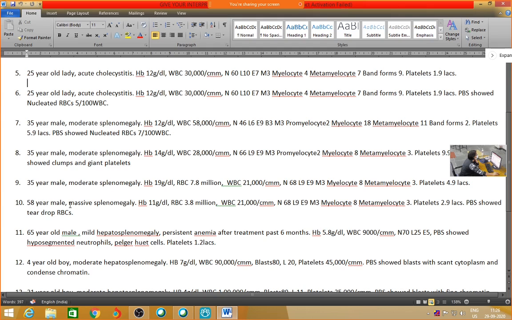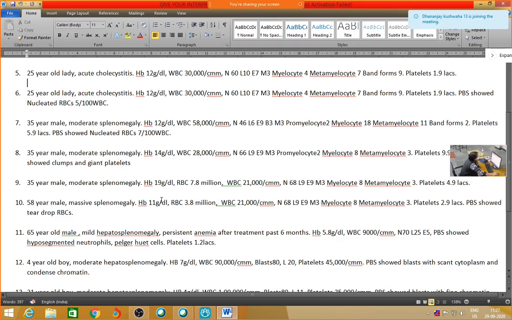And the size of the spleen also, massive splenomegaly. So there are very few disorders which have massive splenomegaly. Like I have said, myelofibrosis, hairy cell leukemia, chronic myeloid leukemia may present with massive splenomegaly, especially in the blast crisis phase. Okay, so here you have a 58-year-old male with massive spleen.